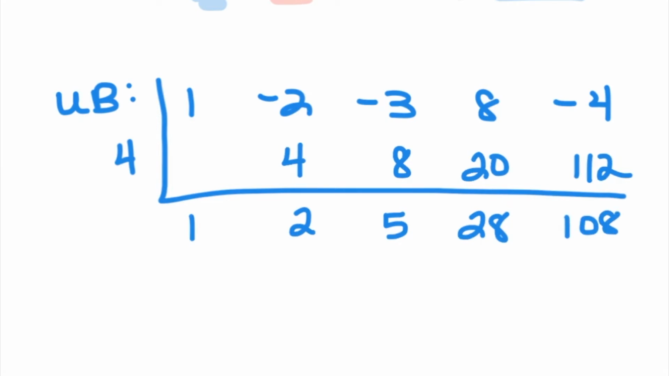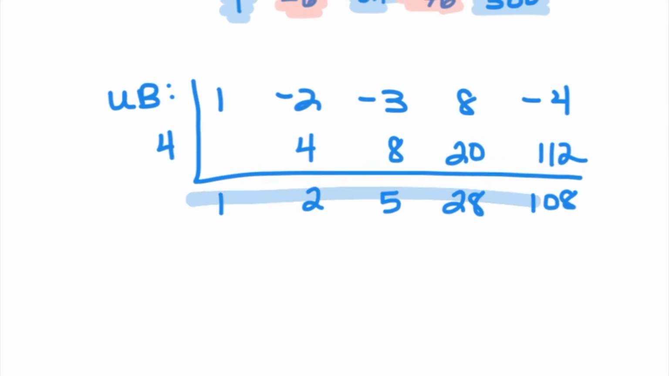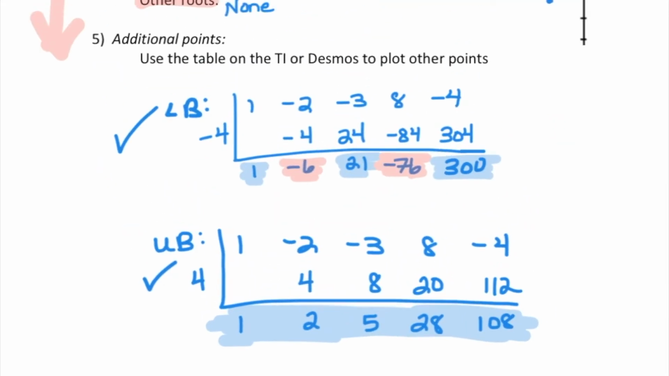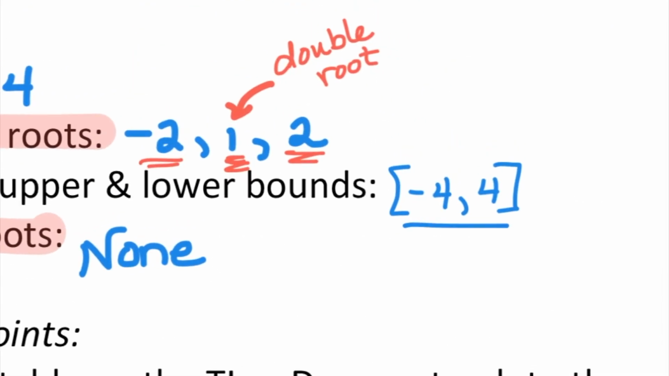And what you're looking for in this situation for the upper bound is that the entire quotient row is positive numbers, and therefore my upper bound checks. So there's my lower bound and upper bound check. So I know that all of my zeros happen between negative 4 and positive 4.